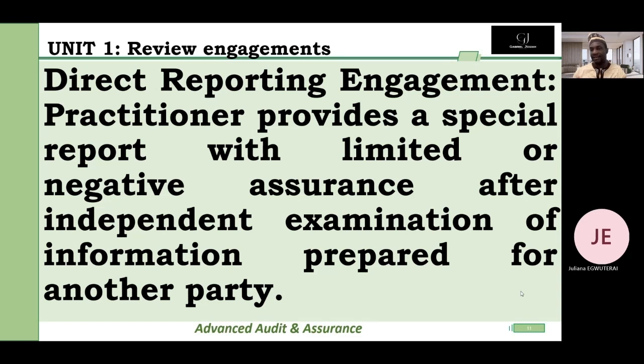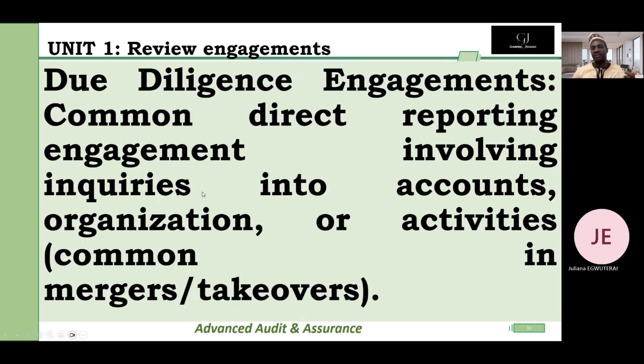High-level assurance is not needed that they have adhered to laws and regulations of IFRS or GAAP, or laws and regulations that are providing a true and fair view of financial statements. So it's not needed, and that is why the direct reporting engagement speaks to limited or negative assurance prepared by auditors for a client company. So that's direct reporting engagement.